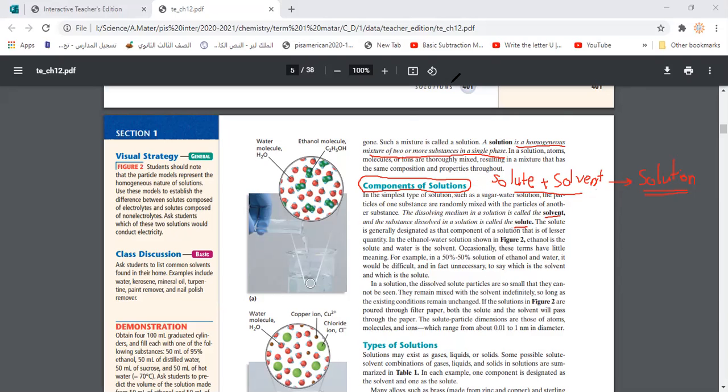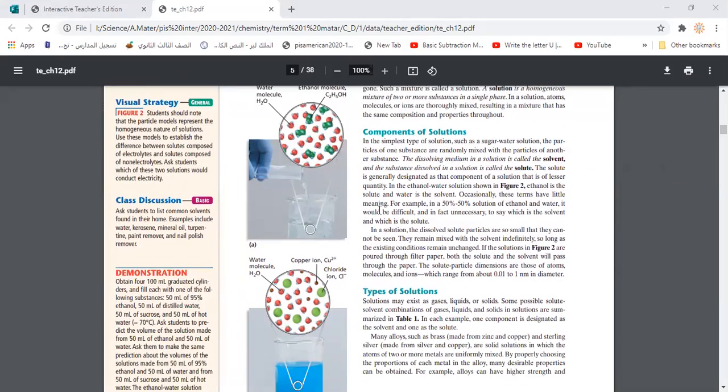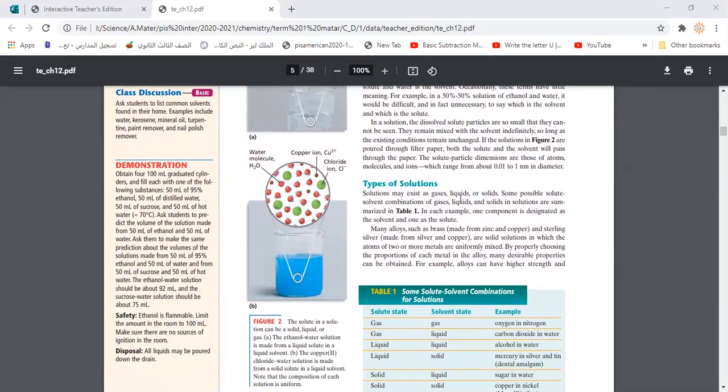Then we pass to the next part, which is types of solution. We have different types of solution depending on the type of solvent and solute which we have. We have many solutions that could exist in gas, liquid, or solid state. The most common one, what we imagine, is that the solute is solid and dissolves in a liquid which is the solvent. That's the common solution which we know, but we have different types of solution based on the state of the solute and solvent.